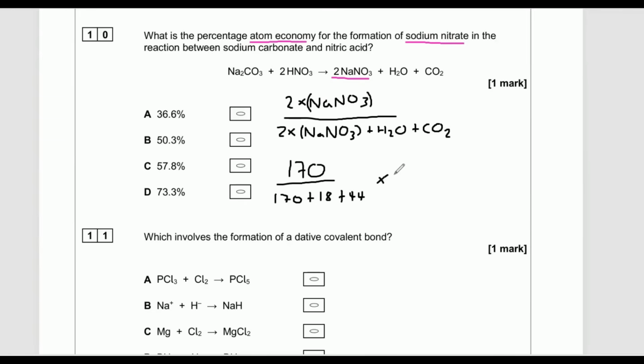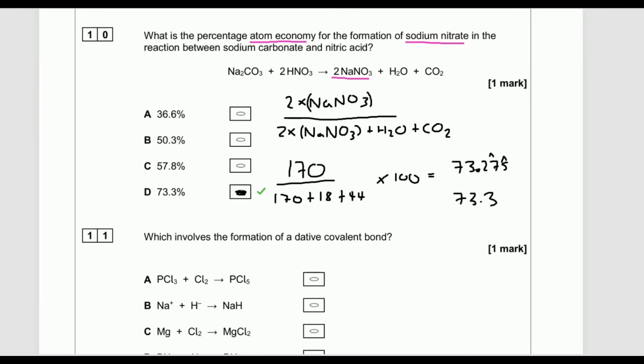Right, so 170 plus 18 plus 44. So we're going to end up with 170 over that times 100, and you get something like 73.275%. Obviously, the 5 is greater, so you'd round that up to 8 if you were putting it to 2 decimals. But we're going to go 3 sig in A level, so we're going to round it up to 73.3%, and the correct answer here is D.